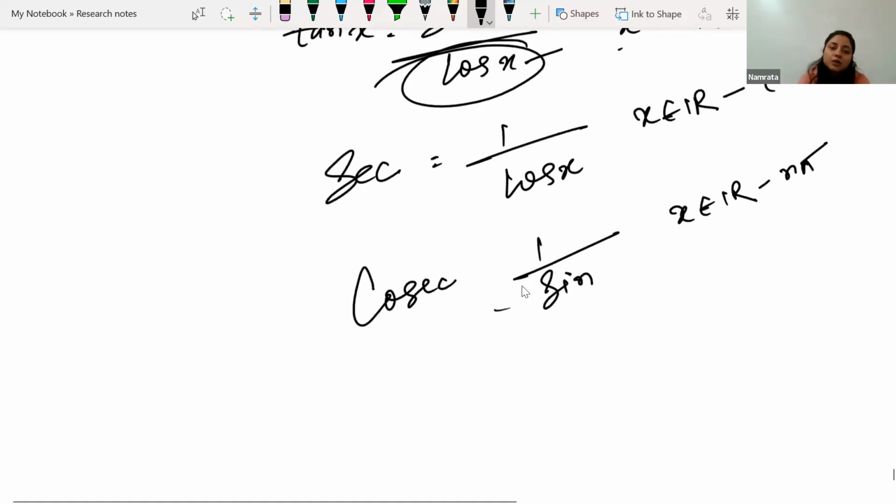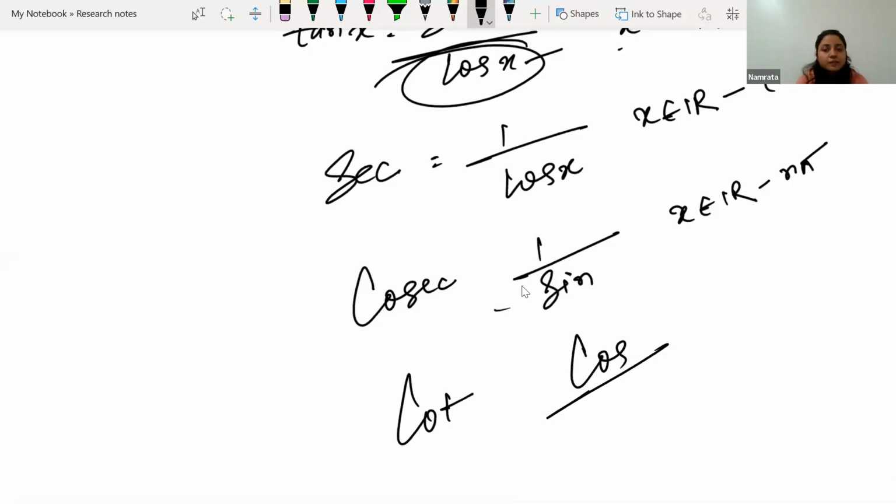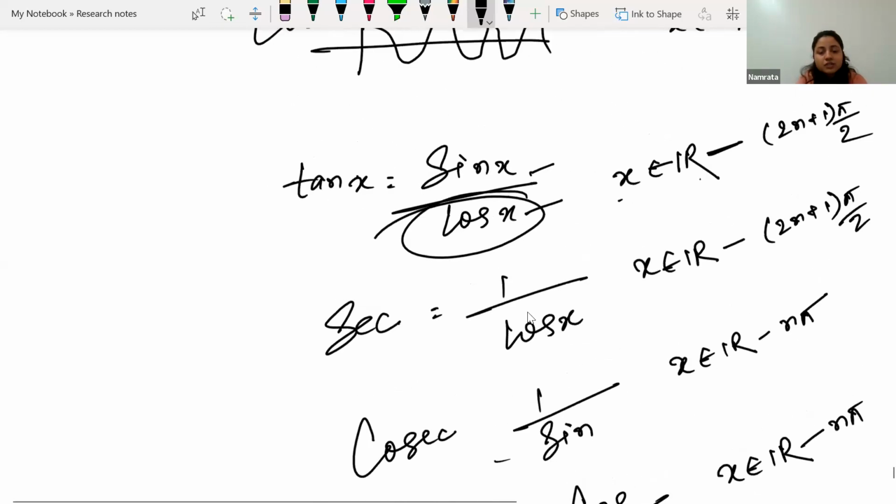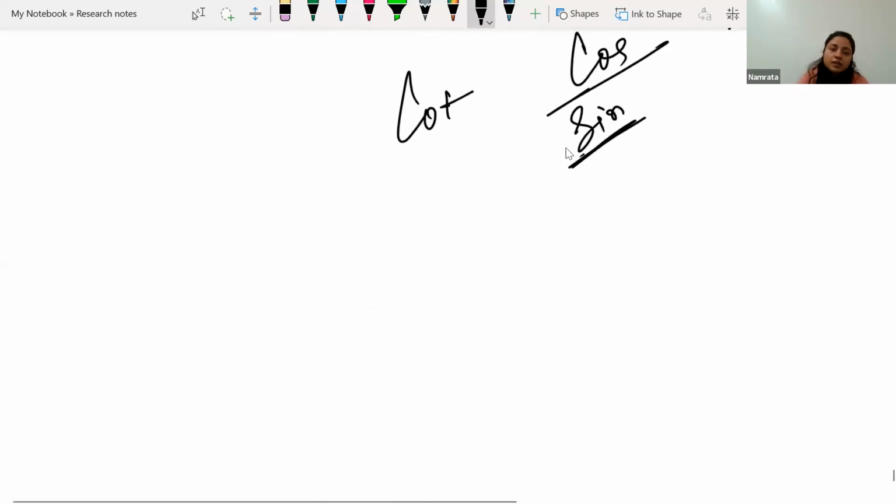Okay, what about the cot function? Cot means cos by sine, and wherever sine is 0, we have to exclude that. Then the function will be continuous for the remaining values. So that means x belongs to R minus n pi. So these are all the trigonometric functions I have taken over here. Let's move to the next part.